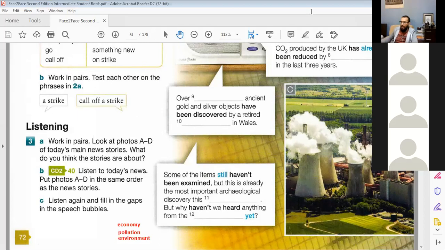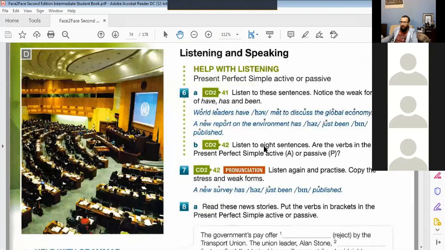Okay, let me show you the last photo, photo D. What's going on in photo D, Malak? What do you think? Where's this place? What's this? And what's happening? What can you see in the photo? It's like a meeting. It's some kind of meeting. Yes, a political meeting. For politicians. So it's some kind of political meeting. Okay.